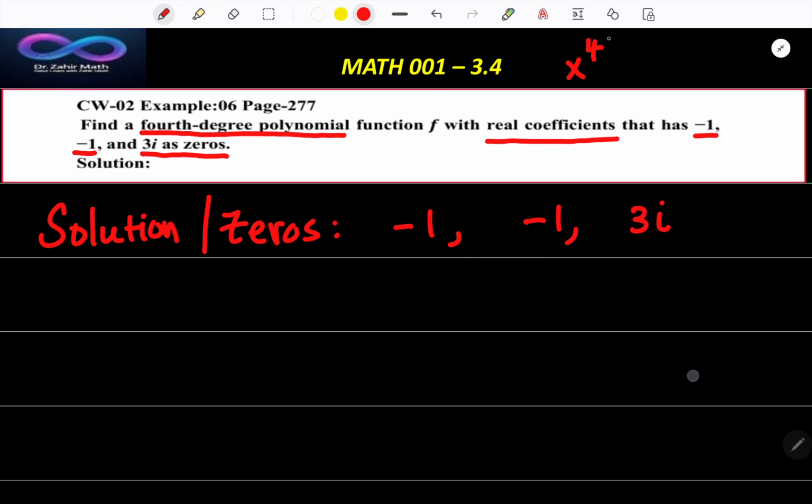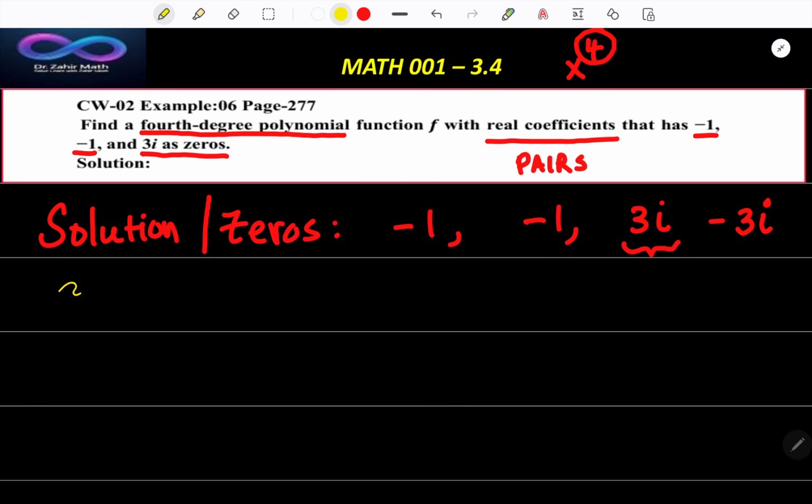Look here, they are asking power 4. Power 4 means we need how many solutions? 4 solutions. But how many solutions are there? 3 solutions are there. So 3 solutions are not enough to find the fourth degree polynomial, which is x power 4. I already told you complex number and irrational roots come in pairs. Pairs means what? Together. Okay. So plus 3i, another root is what? Minus 3i, another solution. Right?